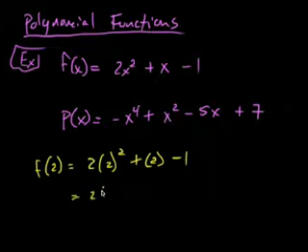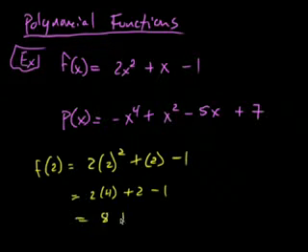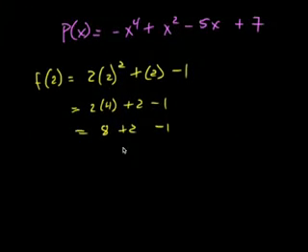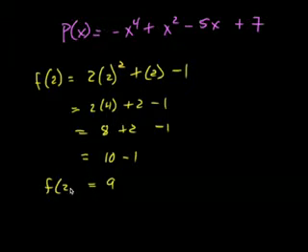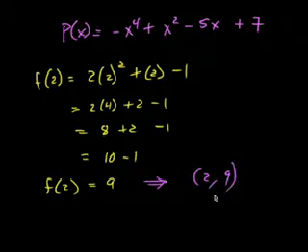So 2 squared is 4, plus 2 minus 1. 2 times 4 is 8, plus 2 minus 1. And then I'd get 10 minus 1, or 9. So I find out that f of 2 equals 9. Now if I wanted to represent this as an ordered pair, this is the same as if I wrote it as when the input's 2, the output is 9.